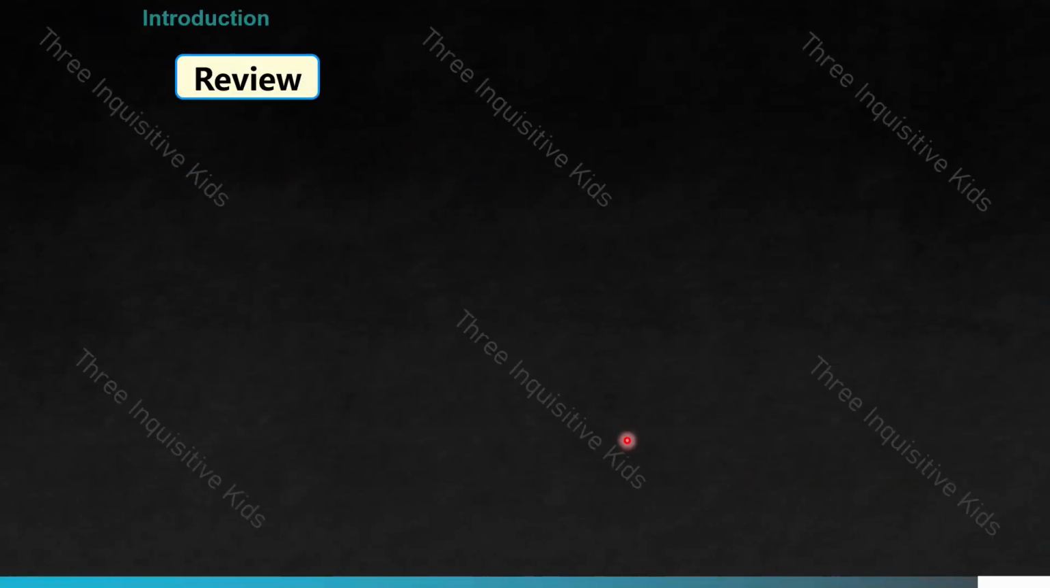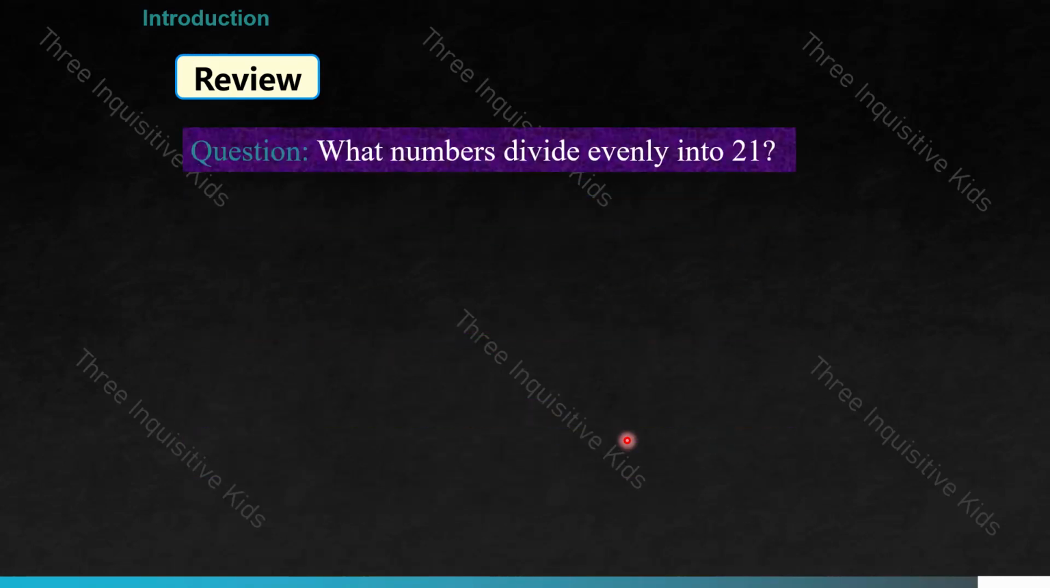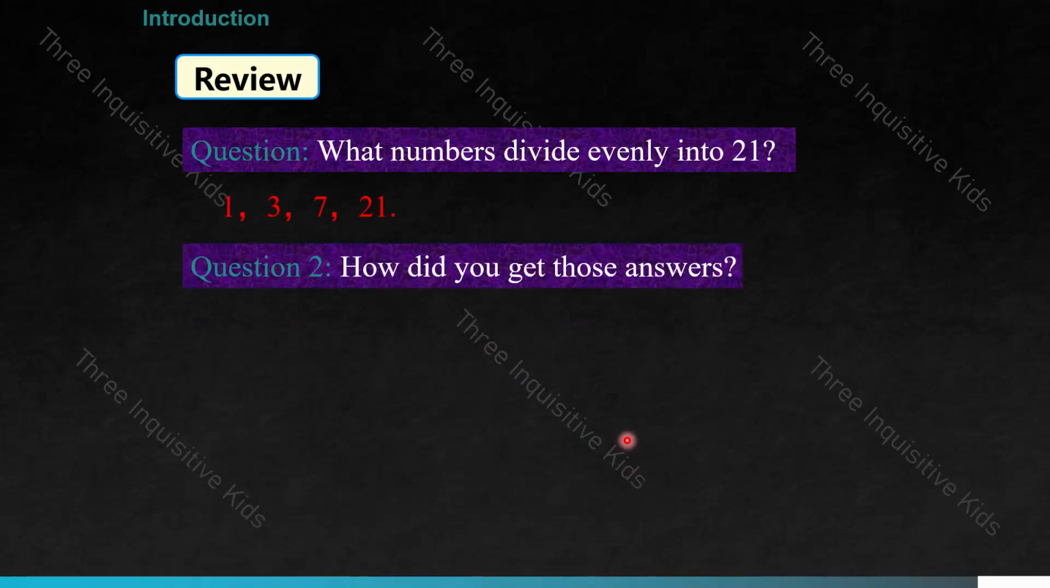Anyways, let's do some review for our introduction. Question: what numbers divide evenly into 21? Well, this should be pretty simple: 1, 3, 7, and 21. And how did you get those answers? Well, because we know that 21 is equal to 1 times 21, and it's also equal to 3 times 7.